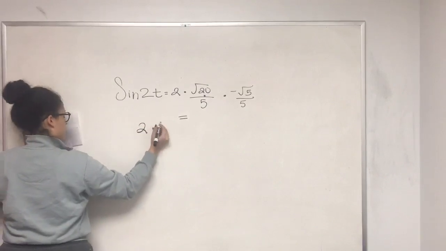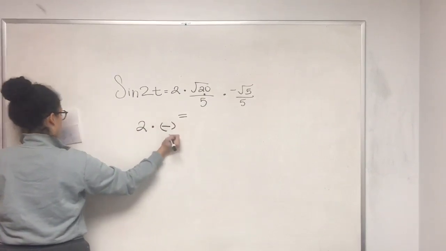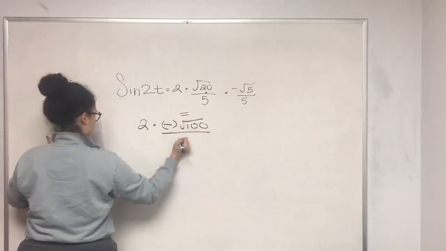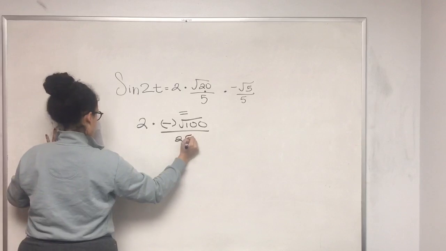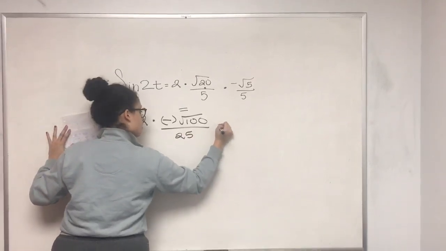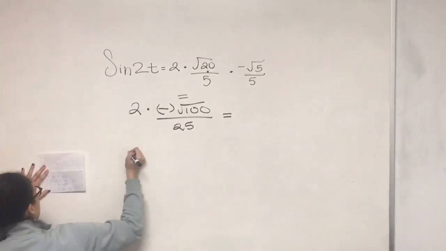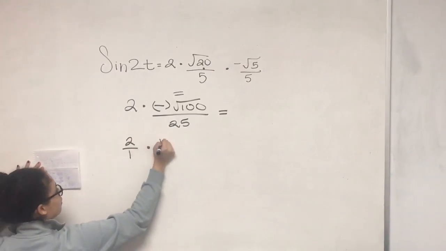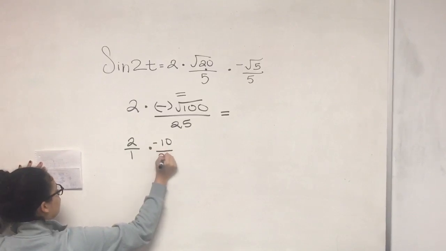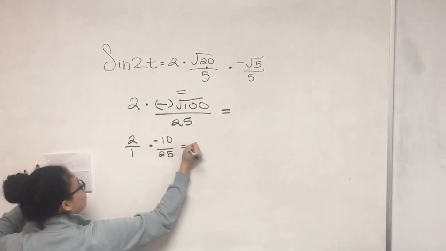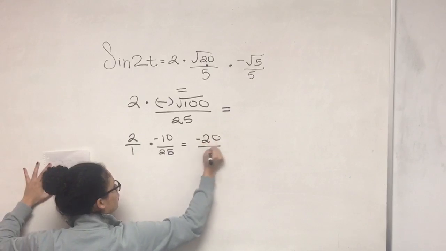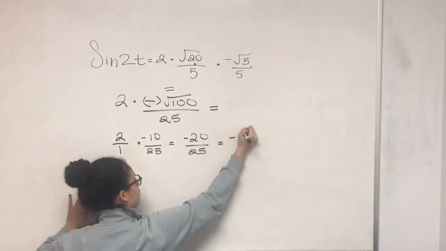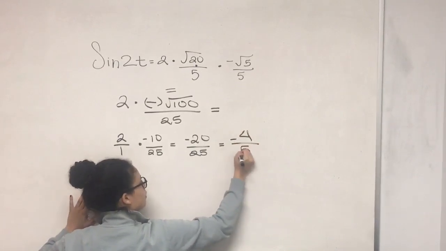Now we just do some multiplication. The square root of 20 times the negative square root of 5 becomes the negative square root of 100 over 25. We know that the square root of 100 is 10, so this turns into 2 times negative 10 over 25. This turns into negative 20 over 25, which when simplified becomes negative 4 over 5.